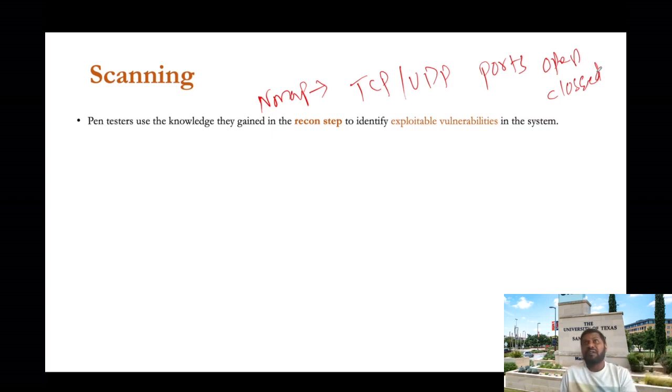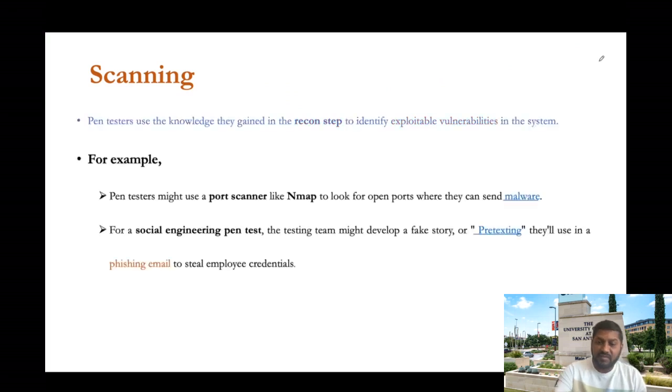the target system. For a social engineering pen test, the testing team might develop fake stories, the pretext, which they will use in phishing emails to steal the employees' credentials. In pretexting, what they do is use a fabricated story, or pretext, to gain a victim's trust and trick or manipulate them into sharing sensitive information, downloading malware, or sending money to criminals, or otherwise harming themselves or the organizations they work for.